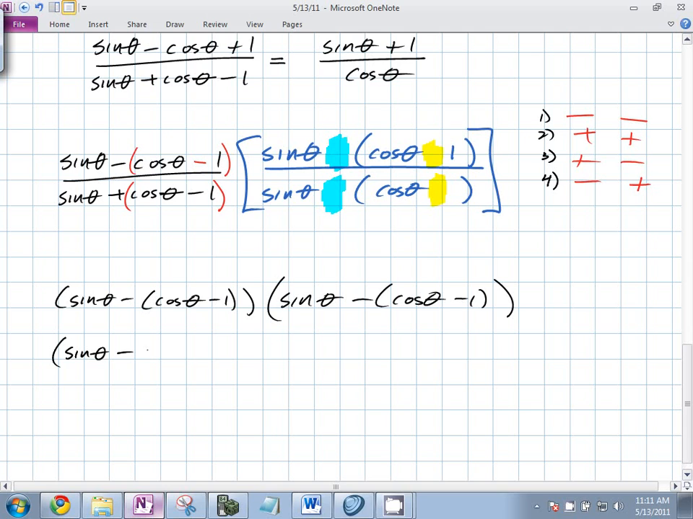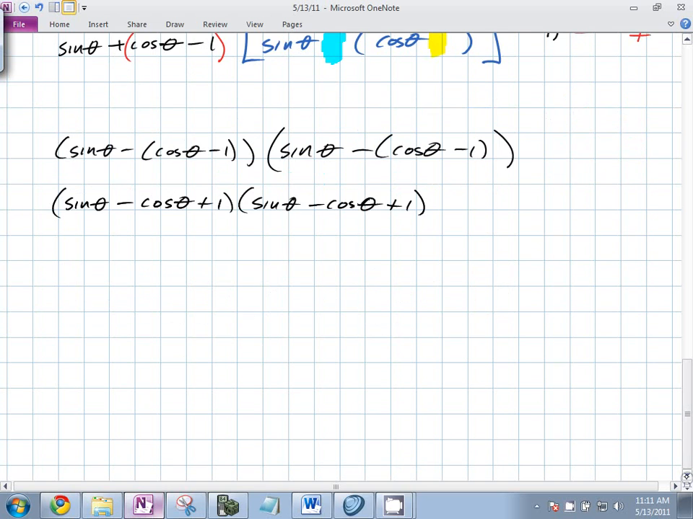I'll just tell you. I want you to do this. Times cosine theta. Just clean it up a little bit. Now multiply it out. Everything on the left has to be multiplied by everything on the right. So how many terms are we going to end up with in our new one? 9. They might simplify, but there's going to be 9 of them.